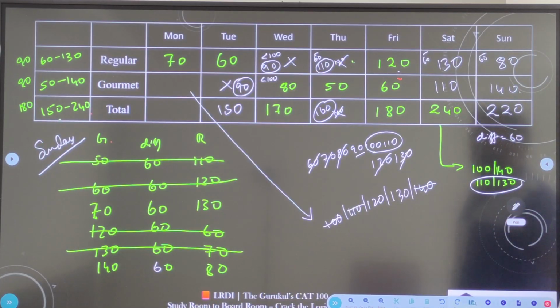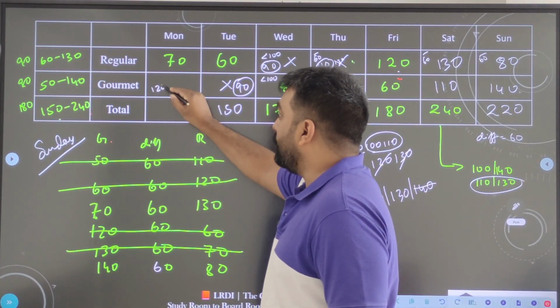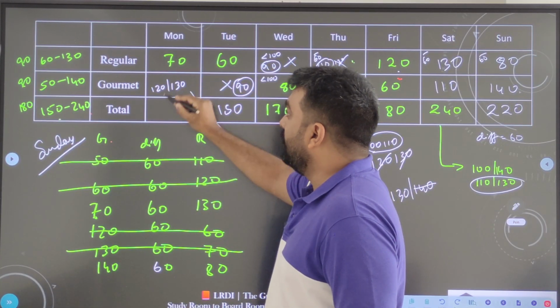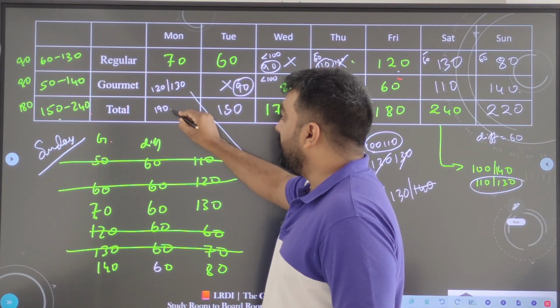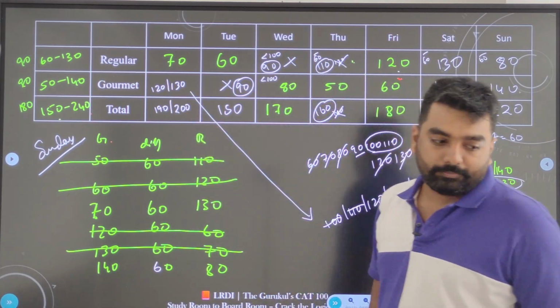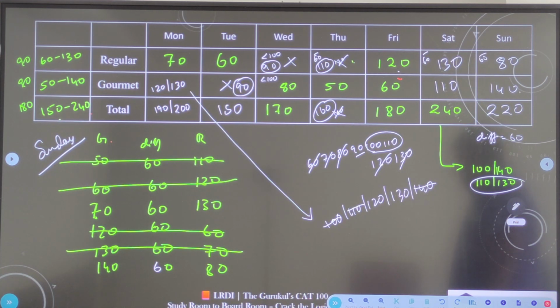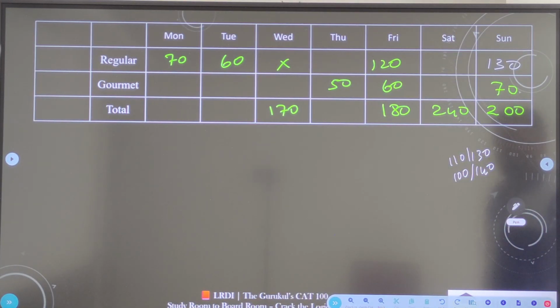It can be either 120 or 130. Perfect. This is 120 or 130. 120 plus 70, that will be equal to 190 or 200. Clear? The whole table is filled up. Now let us come to the second one. Now what is happening over here?